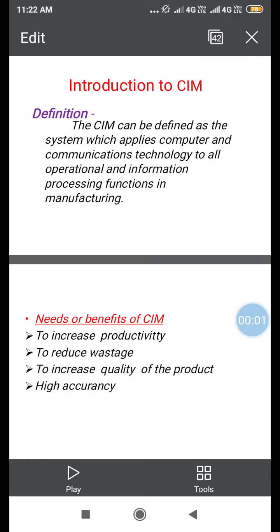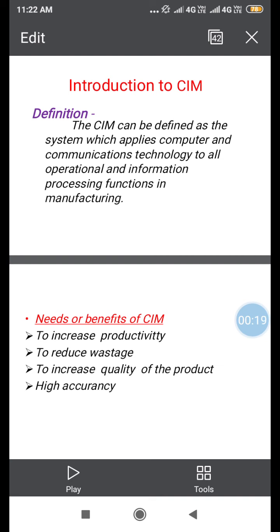Good morning, students. Today we discuss the introduction to CIM, the concept of CIM and its benefits, automation, and how to implement CIM technology in the manufacturing process. First, we deal with the definition of CIM.